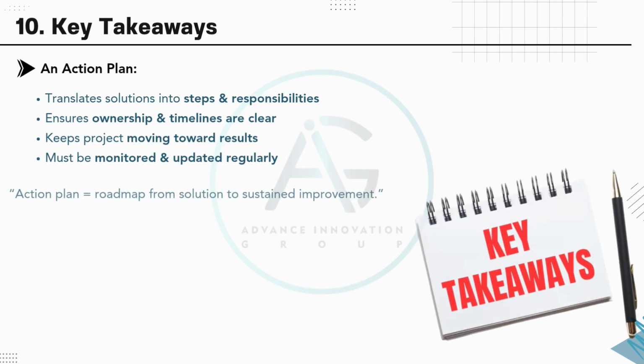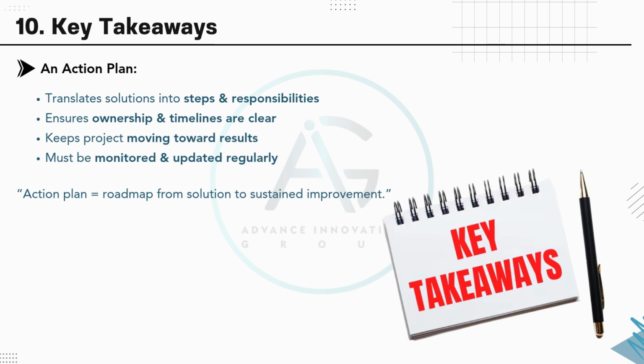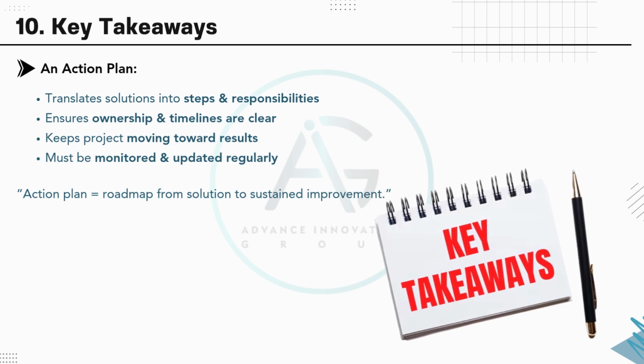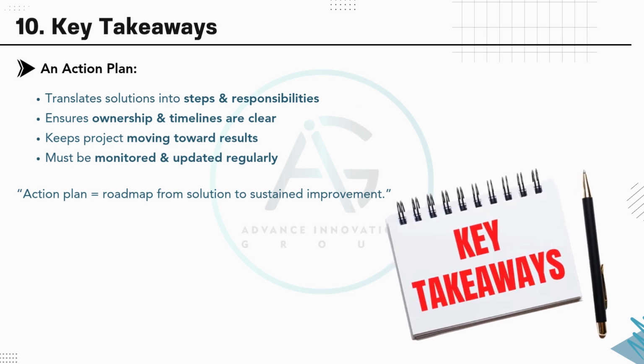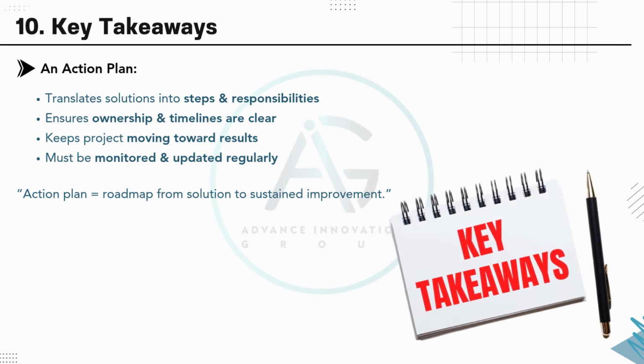To wrap up, a solid action plan turns solutions into clear, actionable steps with assigned ownership and deadlines. It keeps momentum, ensures accountability, and drives real results. But it's only effective if it's actively monitored and updated. Think of your action plan as the roadmap from solution to sustained improvement.